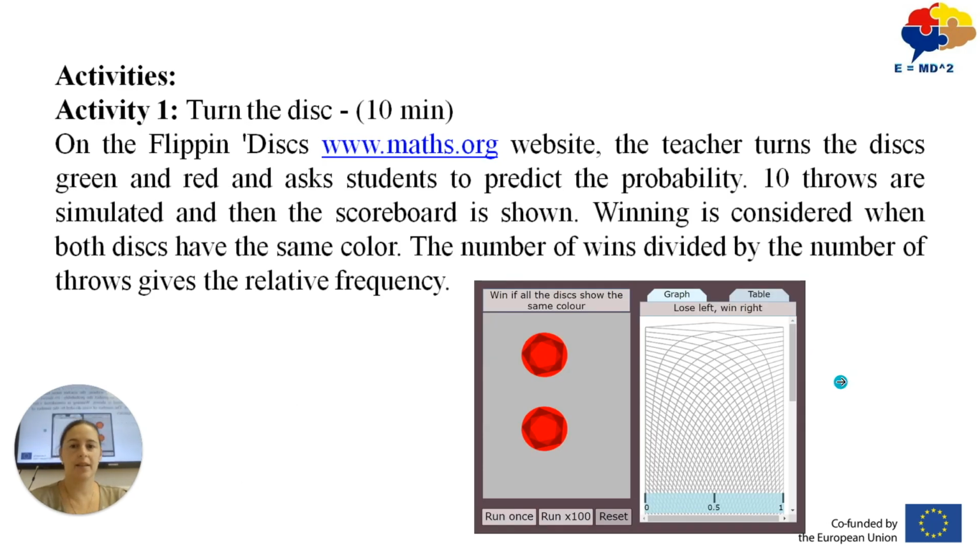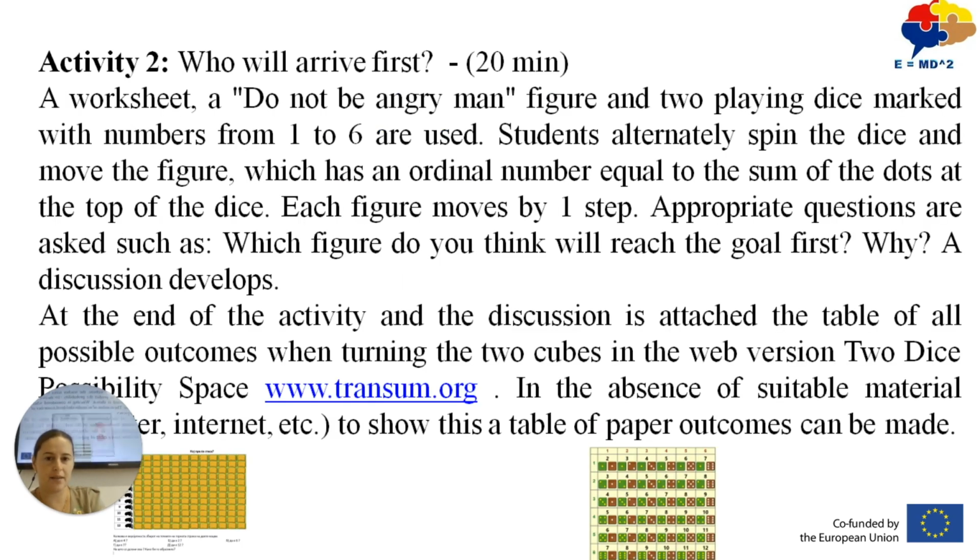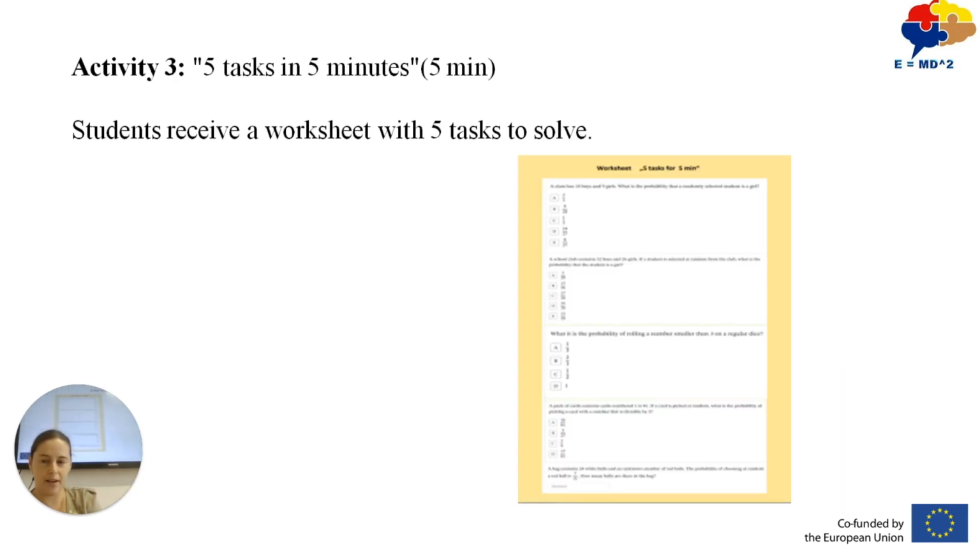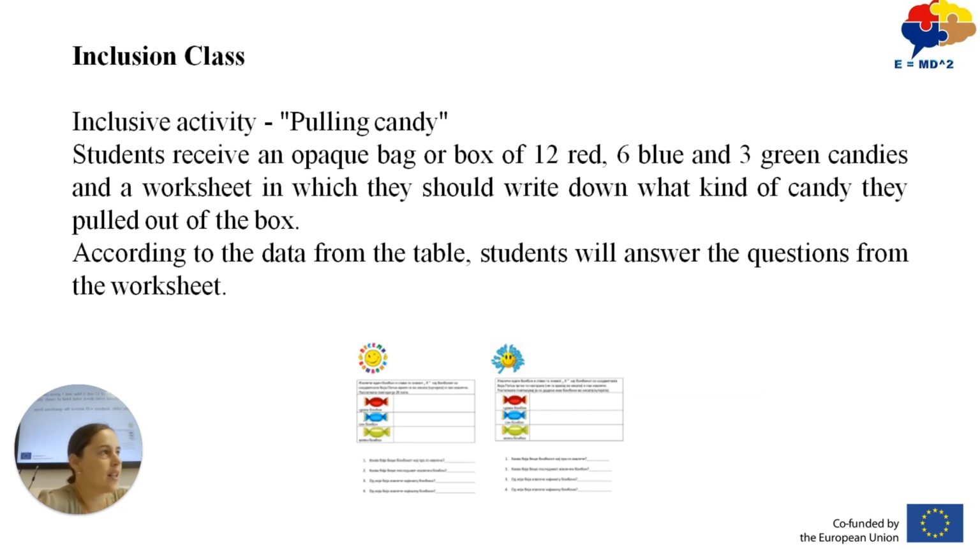Okay, then the activities are very well described here, all the activities, and there are also the pictures. I inserted them there, so they are very nicely presented there. And I will insist on the inclusion class. The activity here, the pulling candy, when students receive an opaque bag or box of 12 red, 6 blue and 3 green candies, and a worksheet in which they should write down what kind of candy they pulled out of the box. And according to the data from the table, students will answer the questions from the worksheet.